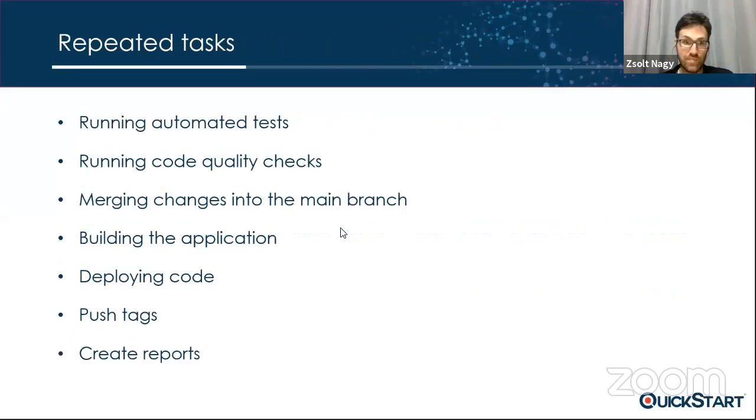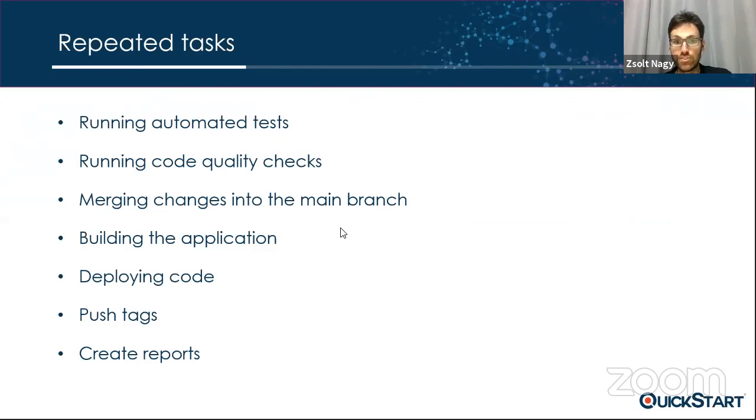Repeated tasks. I talked about running automated tests, right? Code quality checks, that's linting. Merging changes back into the main branch, that could also happen in a way that if you have, for example, a feature branch and you commit, assuming that there are no conflicts, assuming that the tests pass, assuming that everything is correct, regular merges back into master can also be automated.